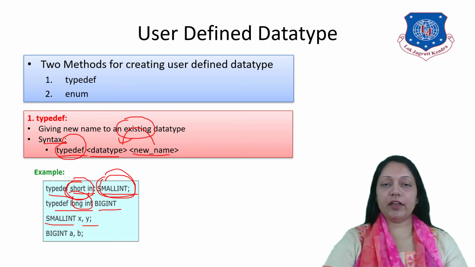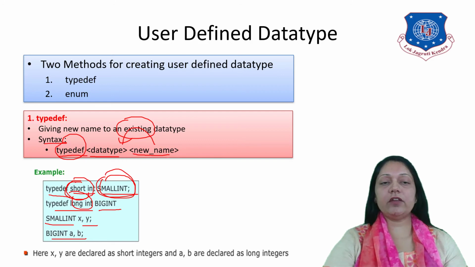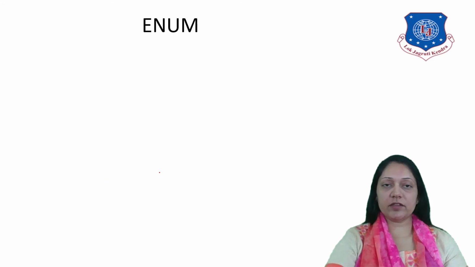So x and y are variables of data type small int, and small int is actually a short int. Similarly here I mentioned big int a, b, meaning a and b are variables of data type big int, and big int is actually the long integer. Okay, so this way you can give your own name to an existing data type by using typedef.